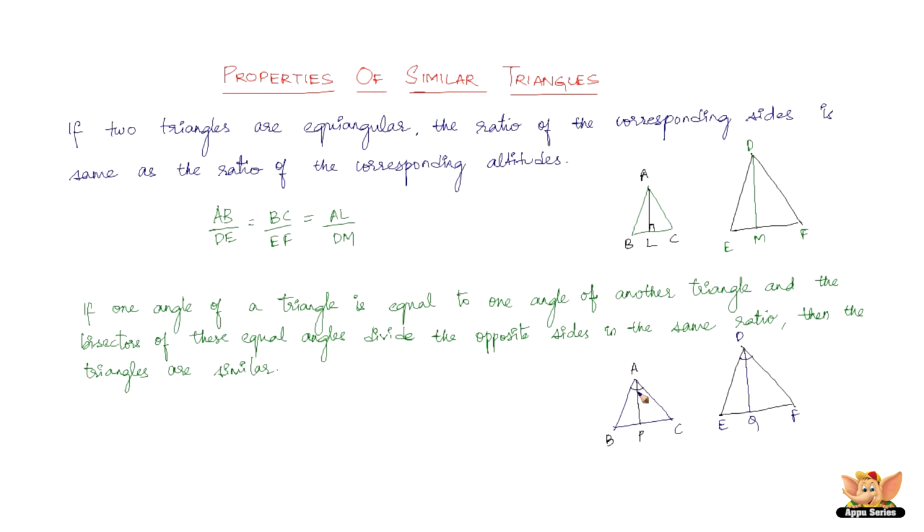Now, if these bisectors divide the opposite sides in the same ratio, that is, the opposite sides are BC and EF. Now, if it divides the opposite sides in the same ratio, that is, if BP by PC equals EQ by QF. So if these bisectors of the equal angles divide the opposite sides in the same ratio, that is BP by PC, if this ratio is equal to this EQ by QF ratio, then these two triangles are similar to each other. That's all. A pretty straightforward property this. Again, why remember this? Because it's definitely going to help you save a lot of time while solving a lot of problems based on similar triangles.